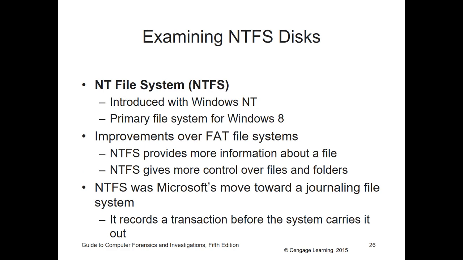So now let's go ahead and move on to NTFS. NT file system, also known as NTFS, introduced with Windows NT around 2000, so a while ago. It's the primary file system for any type of Windows operating system above Windows 7. It improves on FAT by providing more information about individual files or objects and gives more control over files and folders. It also allows for security.